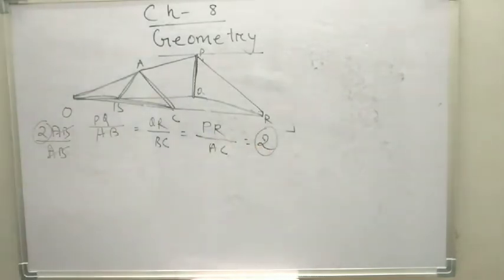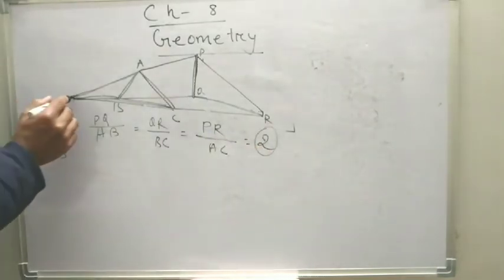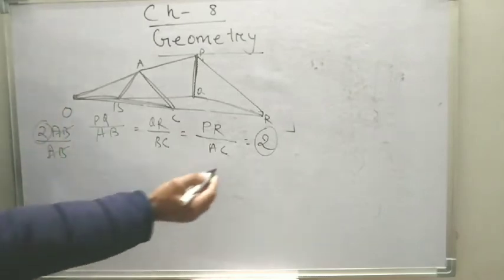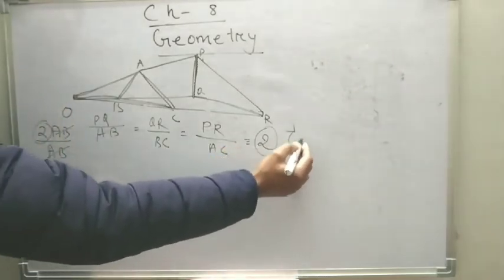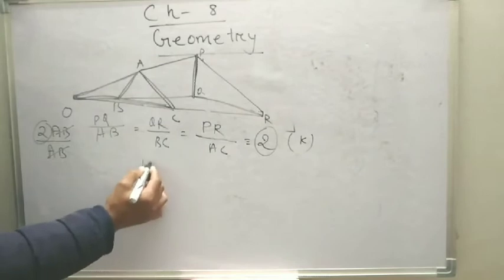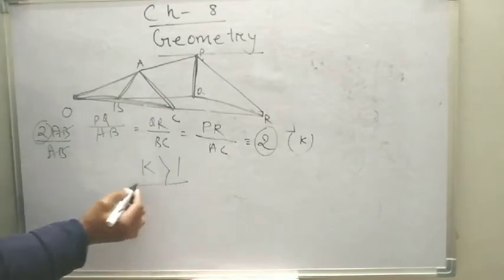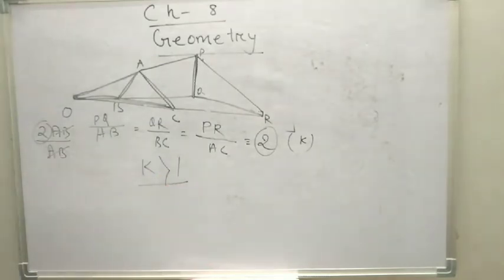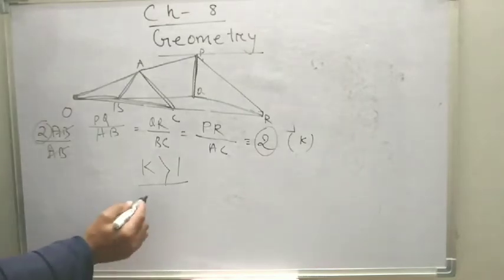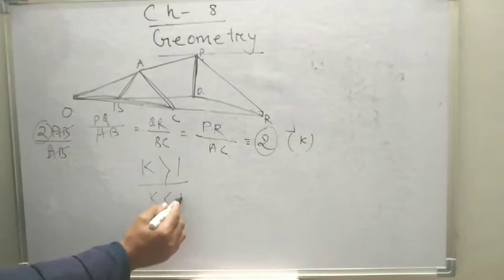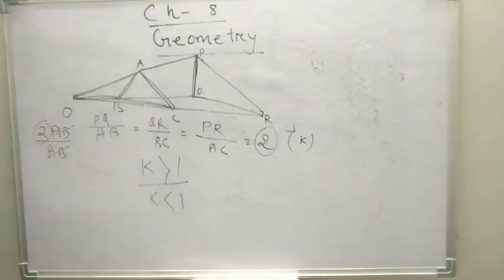And whenever we are enlarging from a point outside, if this ratio is greater than 1, we can take it as K. Suppose it is greater than 1, then we can say that the figure is enlarged. If the ratio is less than 1, then we can say that the figure is reduced. Reduction.